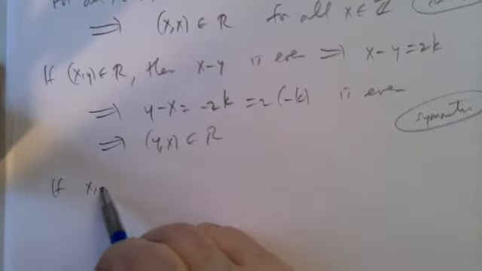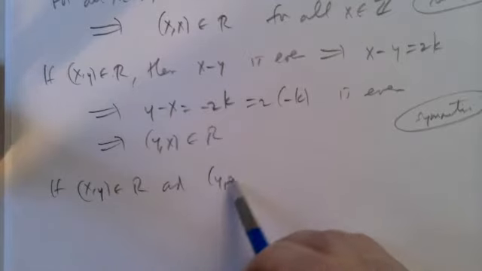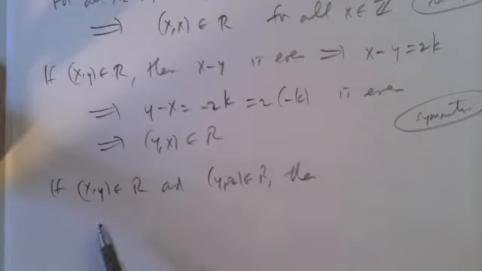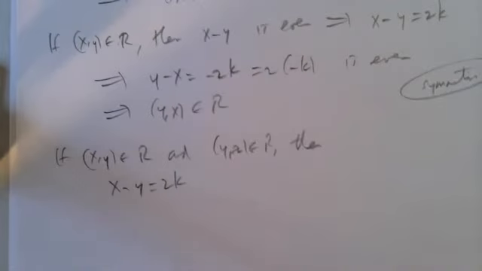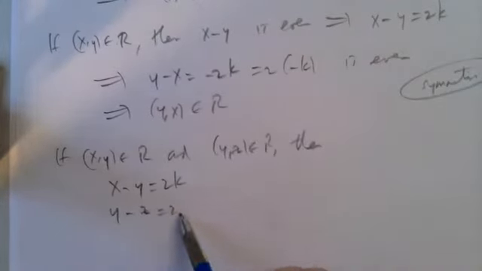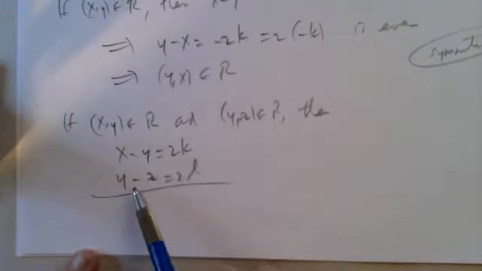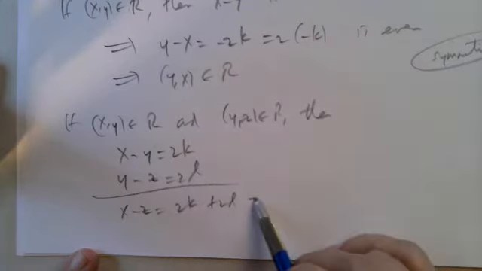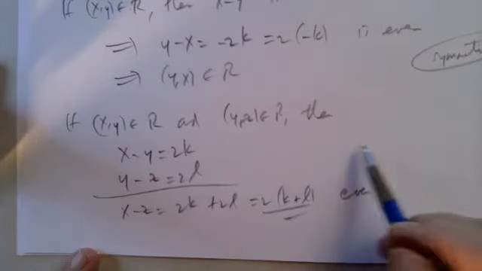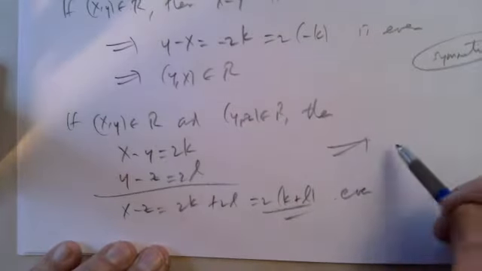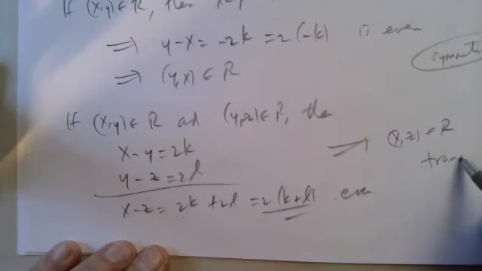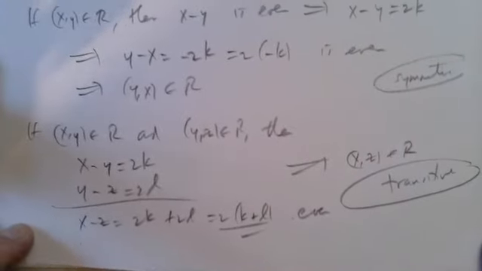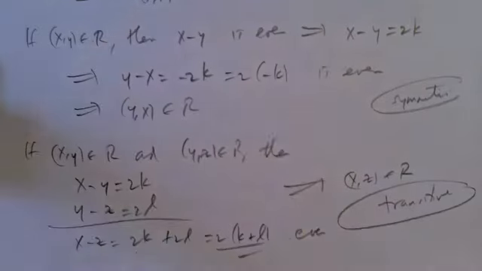Why is it transitive? If xy is in R and yz is in R, then x minus y is some even integer, 2k, and y minus z is some even integer, 2l. Suppose I add these equations. On the left, the y's cancel. I get x minus z is 2k plus 2l. This is 2 times k plus l. That's even. So x minus z is even, so xz is in the relation. So this relation is also transitive. So this is a very important example of an equivalence relation.